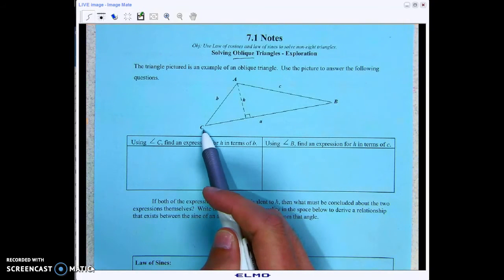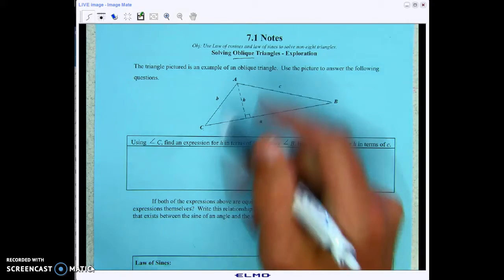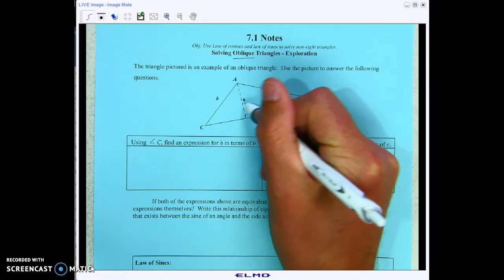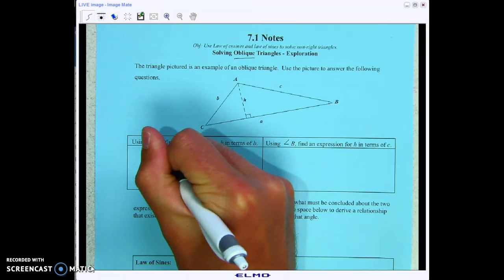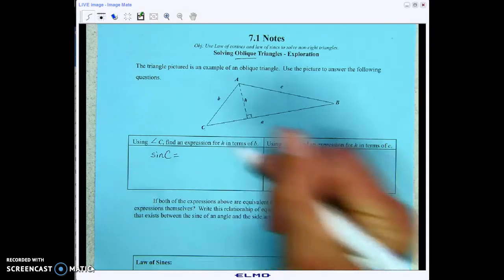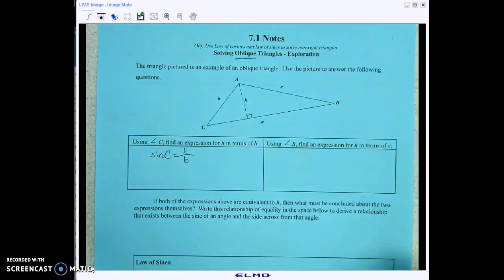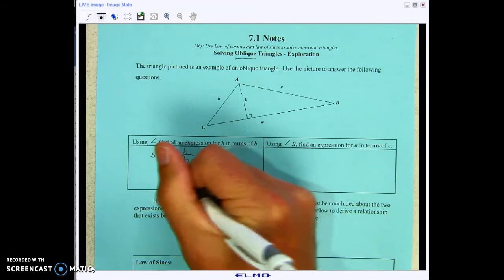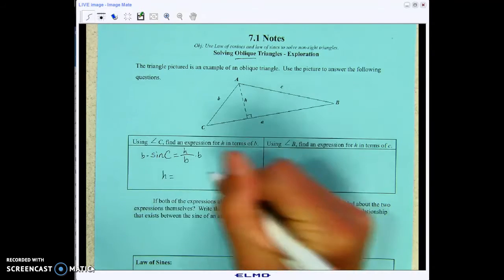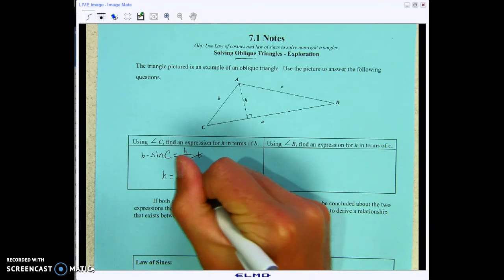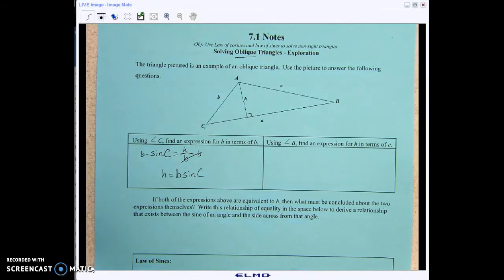Okay, so here's angle C. We want to try and write this side H in terms of B, right? So we notice that H is the side opposite angle C and B is the hypotenuse of that small right triangle. So we're going to create a relationship that looks like the sine of angle C is equal to side H over side B. Okay, so to put that in terms of just H, we need to multiply both sides by B, right? And then we'll get that H is equal to B times the sine of C. Okay, which maybe we don't really know what that does for us yet, but we're going to figure it out.